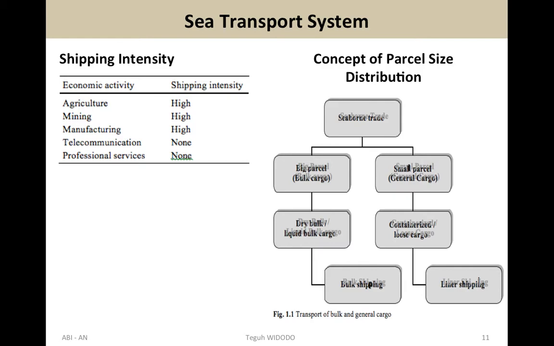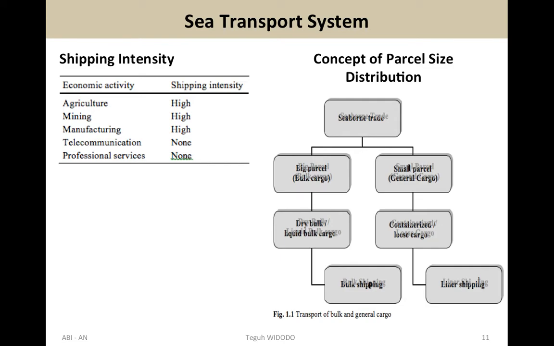And then the concept of parcel size distribution. We can know in this picture, there are two parts in shipment trades that we can divide in two parts. First, big parcel and small parcel. Big parcel we can also mention as bulk cargo, while small parcel we can call general cargo.